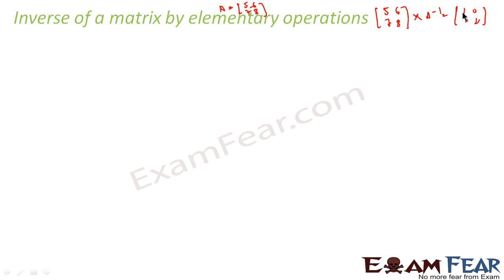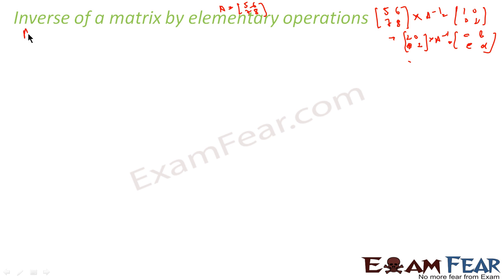So using row operations or column operations, if I can just make A as 1 0 0 1, then 1 0 0 1 into A inverse is nothing but some value I'll get. Let's suppose I'll just put a b c d. In that case I can say that A inverse is equal to a b c d. Thus it's very easy to find A inverse using elementary operations. Let's take an example.